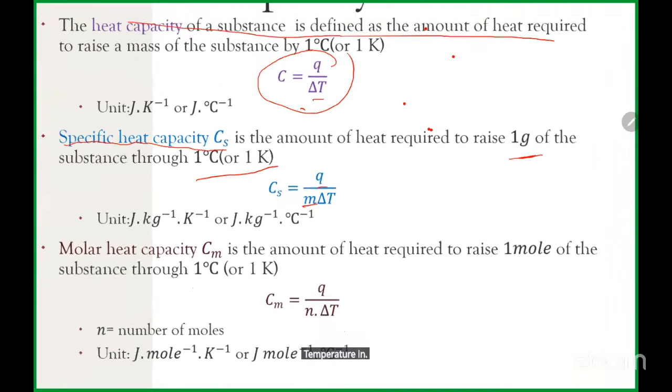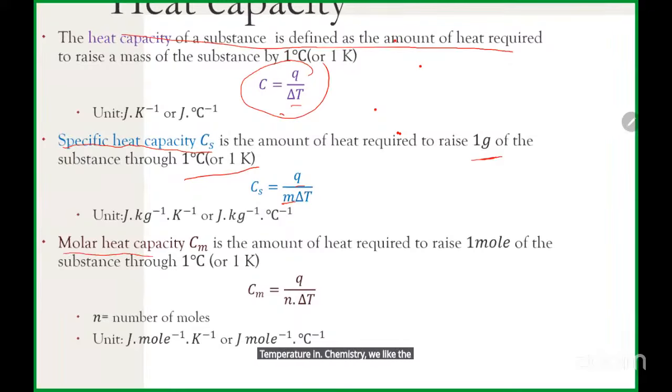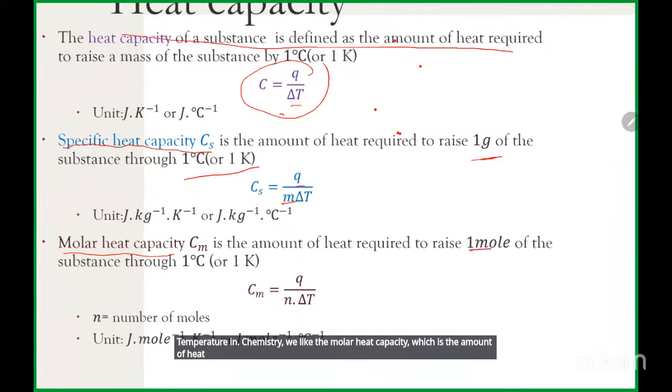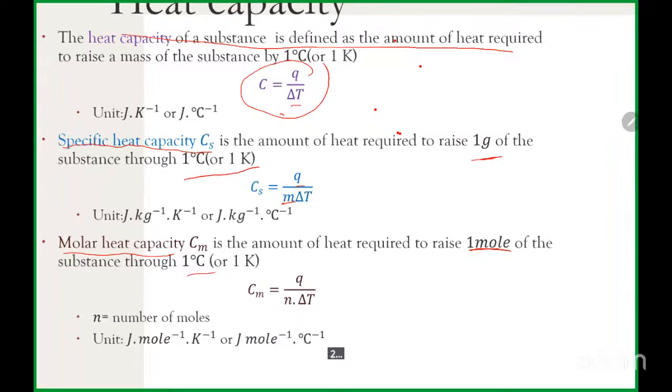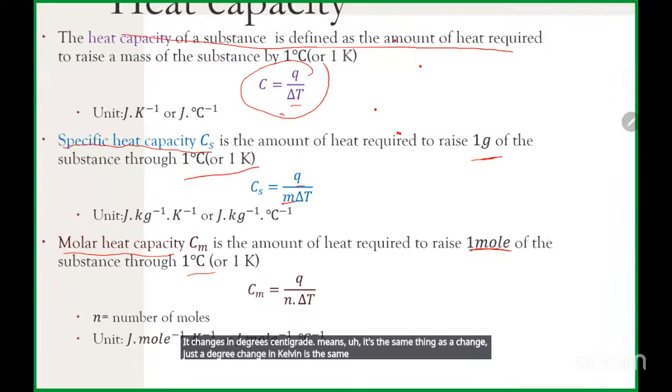In chemistry, we like the molar heat capacity, which is the amount of heat required to raise 1 mole of a substance through 1 Kelvin, that is, by changing the temperature of 1 mole of a substance by 1 degree centigrade. A degree change in Kelvin is the same as a degree change in degree centigrade.